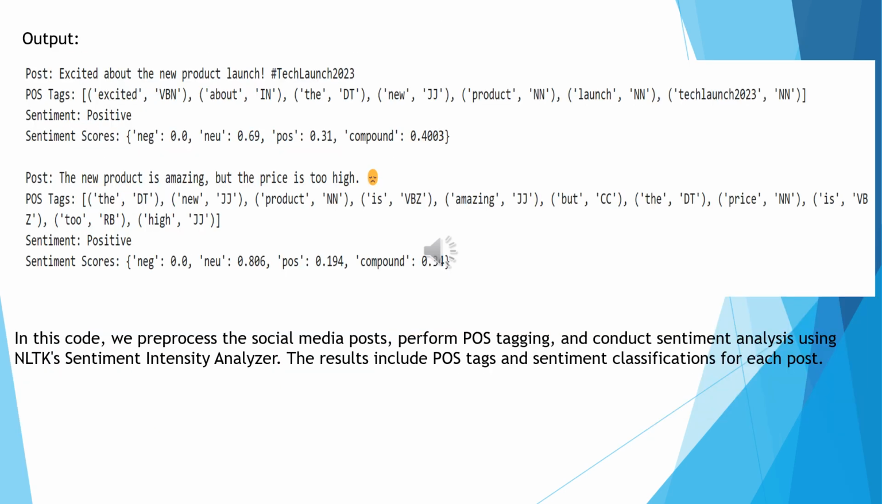This is the output I got when I ran the previous code. In the first post, we can see the excitement. The post says, "Excited about your new product launch." The POS tags show each word's role. For example, "excited" is marked as a verb and "launch" as a noun. When we run sentiment analysis, we get a compound score of 0.403, which is positive. The analyzer breaks this down further, showing that 31% of the post is positive and the remaining 69% is neutral, with no negative sentiment at all.